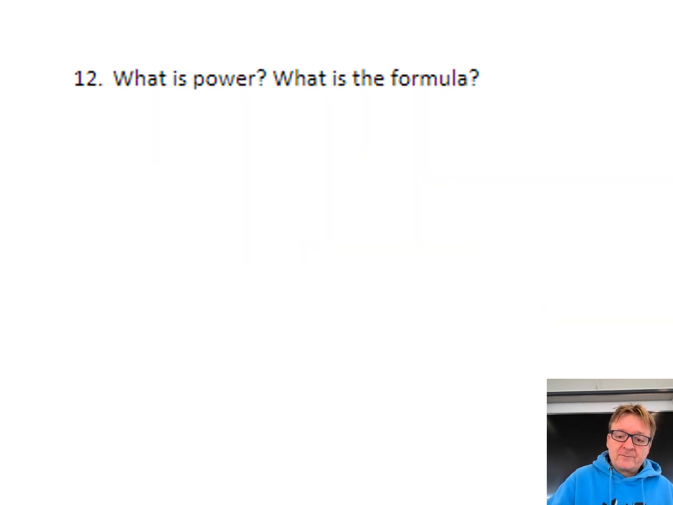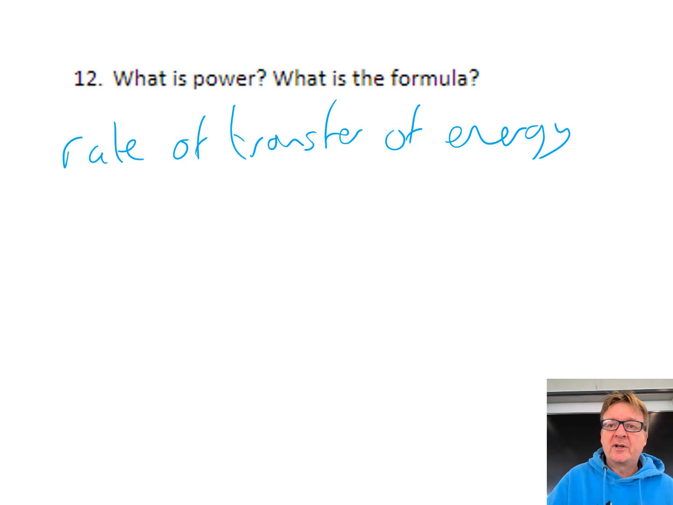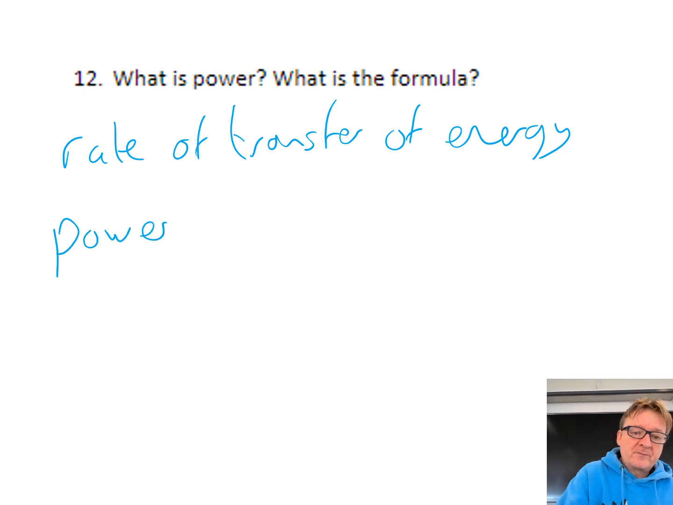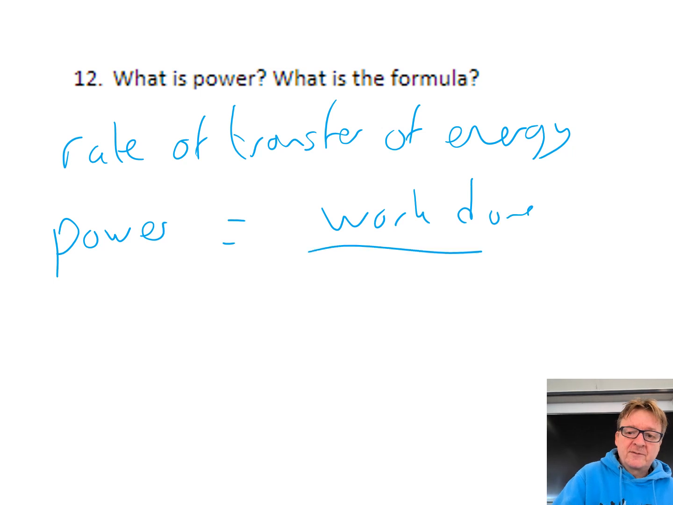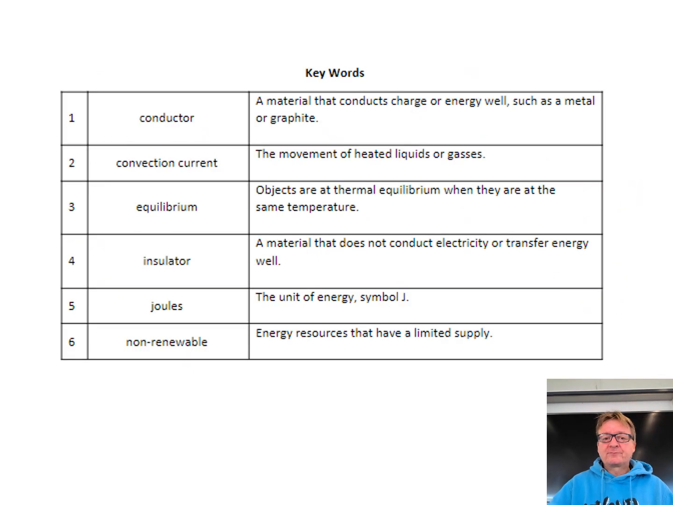What is power? Power is the rate of transfer of energy. If you've got two bulbs, a 10 watt bulb and a 100 watt bulb, the 100 watt bulb can transfer energy quicker. The equation for that is power equals work done divided by time. Power is measured in watts, work done, as we just did, is measured in joules, and time in seconds.